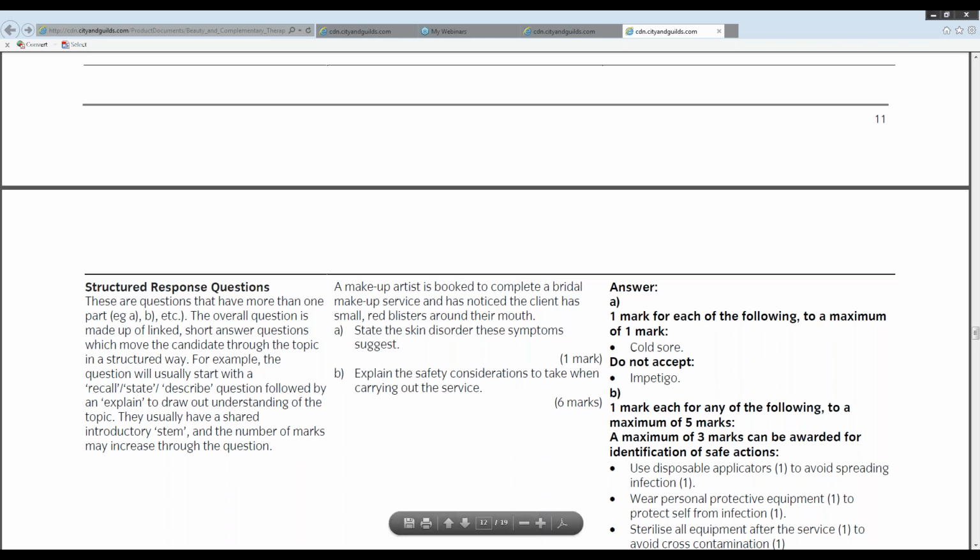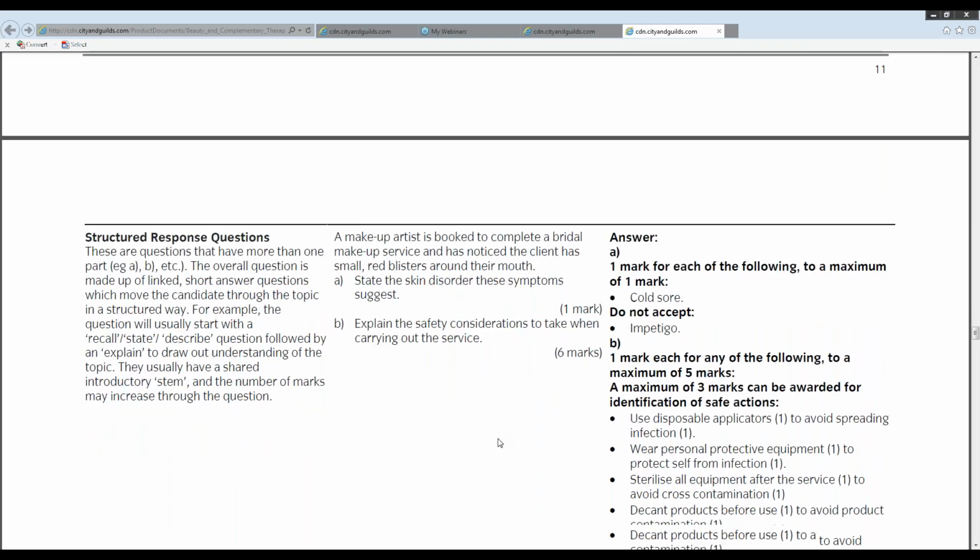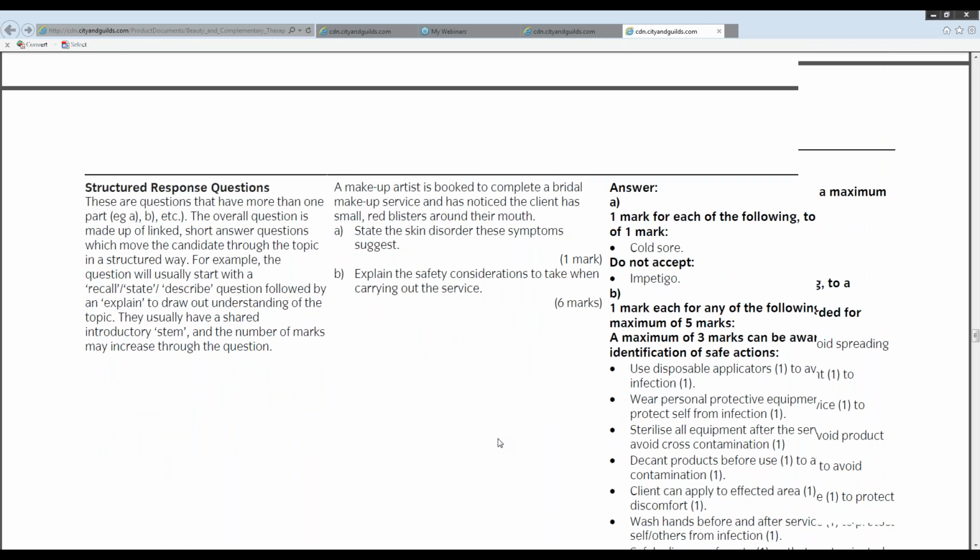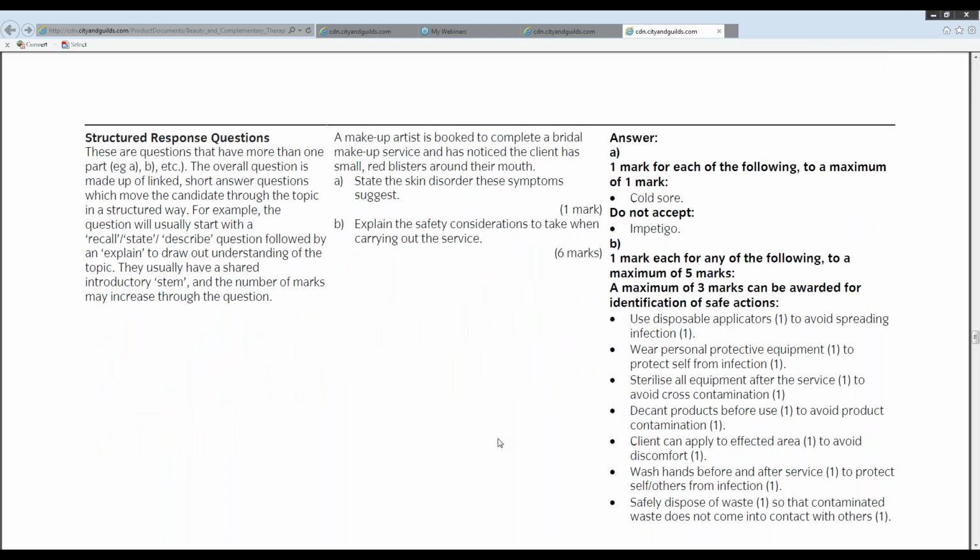So part B is worth 6 marks, so we want our learners to answer this correctly. Explain the safety considerations to take when carrying out a service. So they have to tell me what the safety considerations would be, but they also have to tell me why, because the command verb is explain. So use disposable applicators. Okay, that's great, but why? To avoid infection. Wear personal protective equipment. That's great, but they have to tell me why.